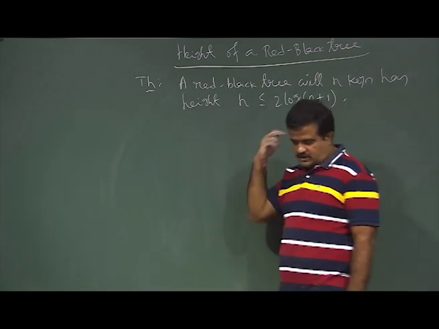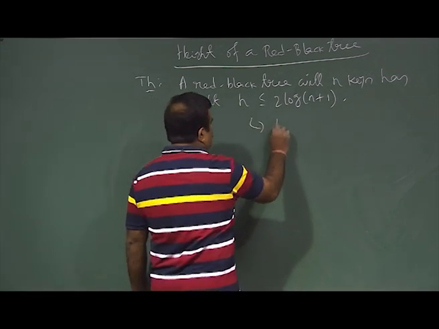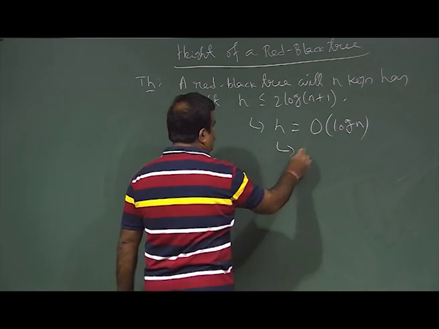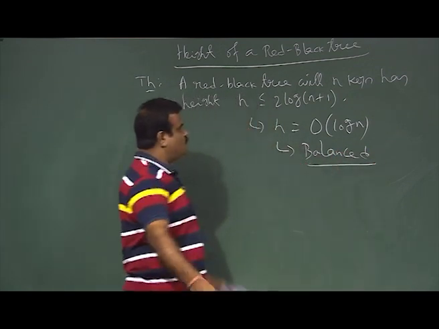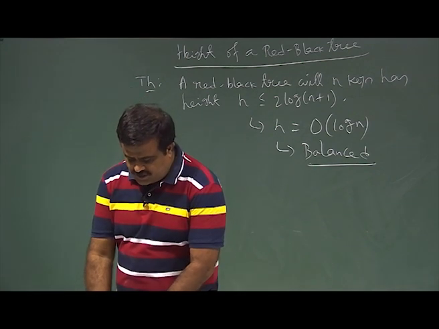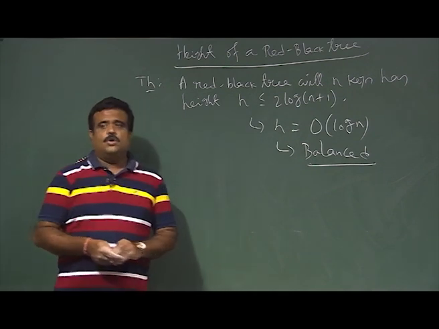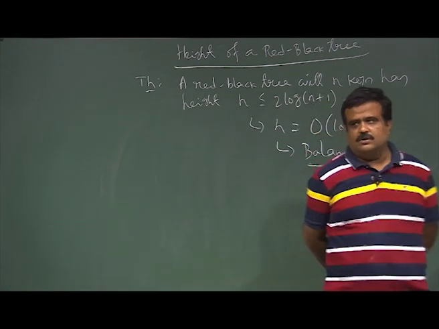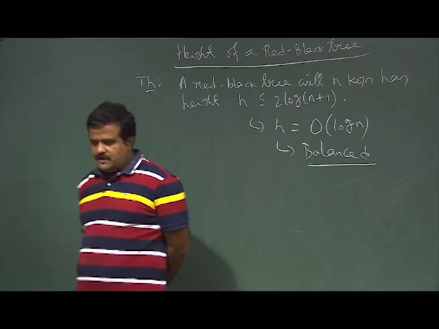Okay. So, this is the theorem, and this is telling us height is order of log n. So, this is telling us balanced. So, red black tree is balanced, if we can prove this. Okay. So, how to prove this? So, to prove this we will use some intuition. Intuition is we want to remove the red nodes. Now, the question is how we can remove a red node from the tree.